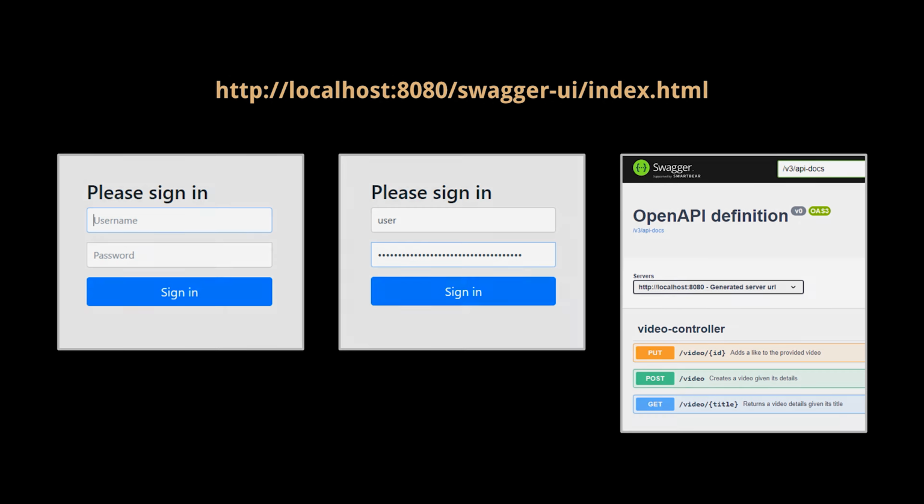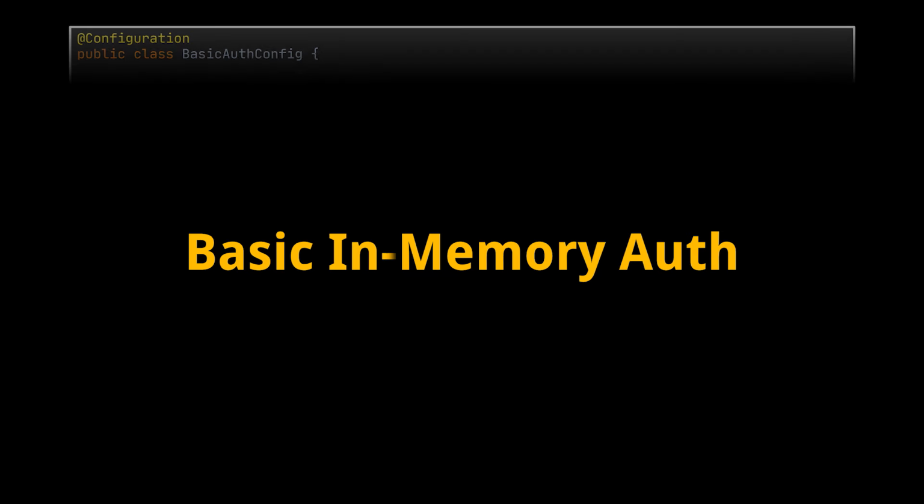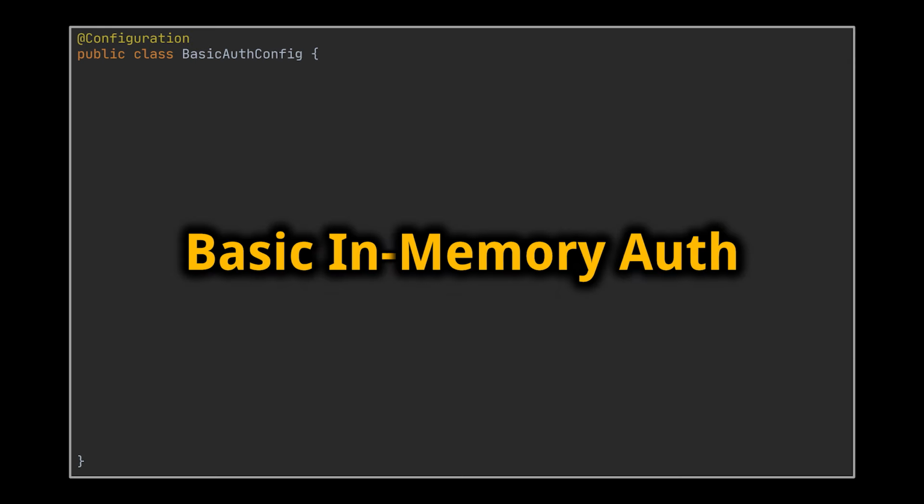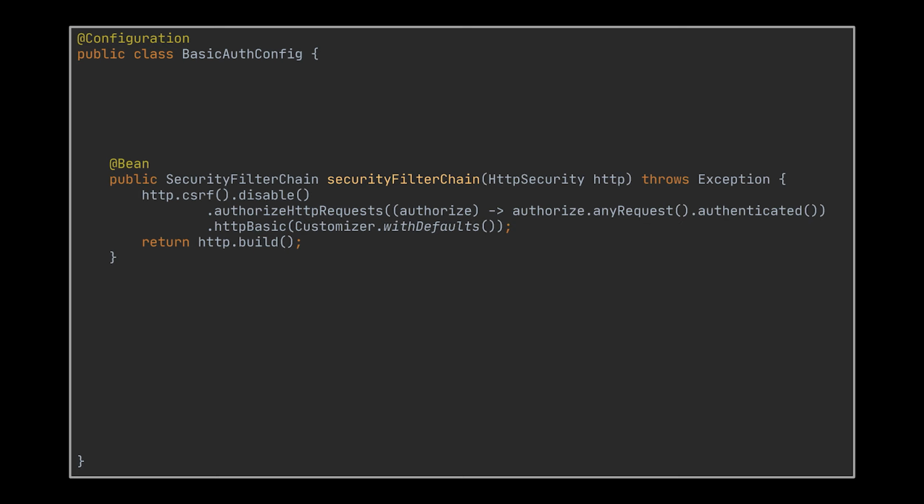Okay, let's go ahead now and configure Spring Security to use basic in-memory authentication. To do that, start by creating a basic auth config class. We can pick any random name and annotate it with the @Configuration annotation. Now, by default, Spring Security enables both form-based and HTTP basic authentication. In this example, we will be using the httpBasic element to define only basic authentication inside the SecurityFilterChain bean.